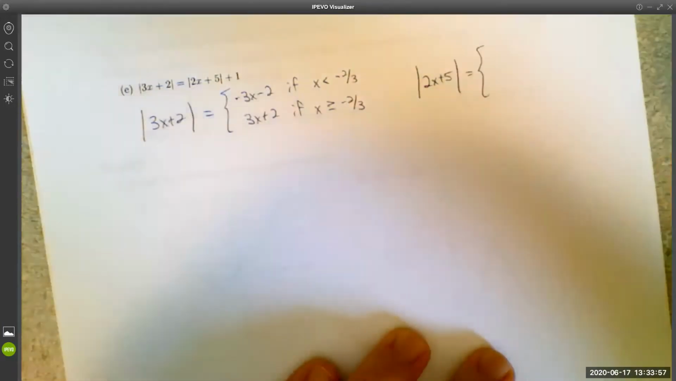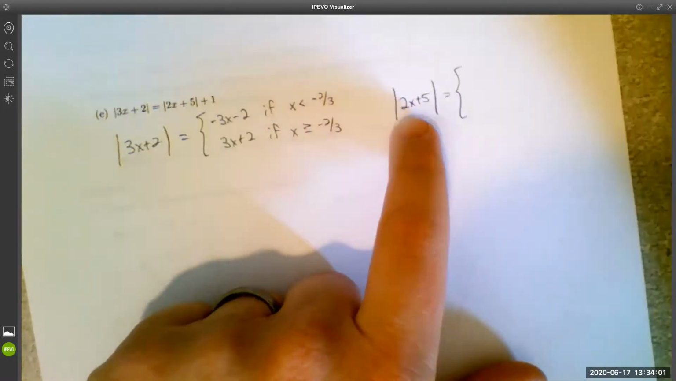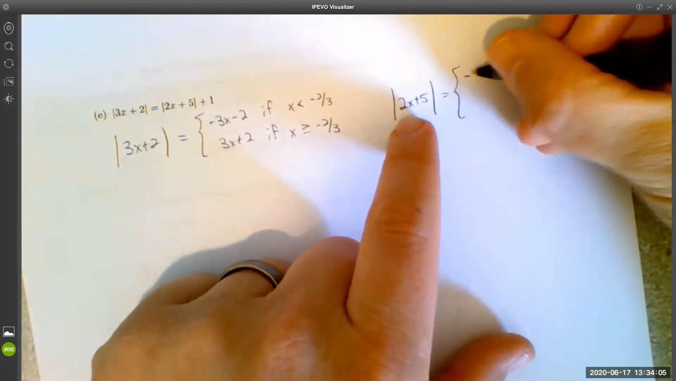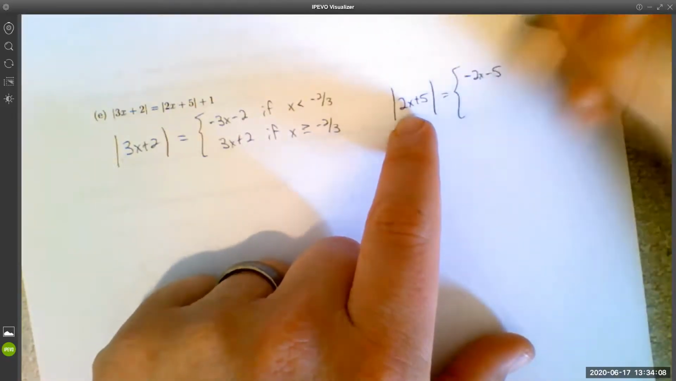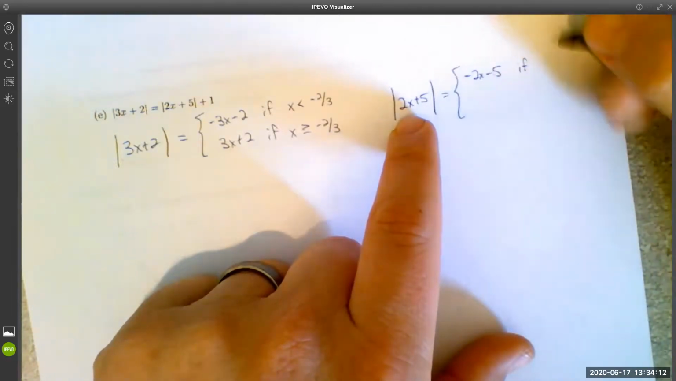Well, that's going to work out similarly, right? Absolute value of 2x plus 5 is going to be negative 2x plus 5. If you distribute the negative sign, then you get negative 2x minus 5. It's going to be this if 2x plus 5 is less than 0.